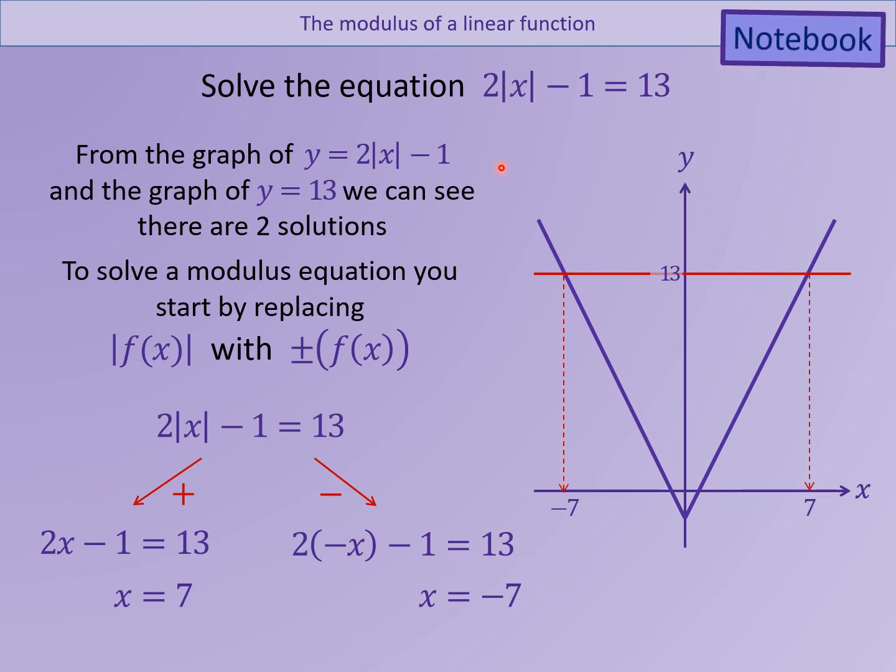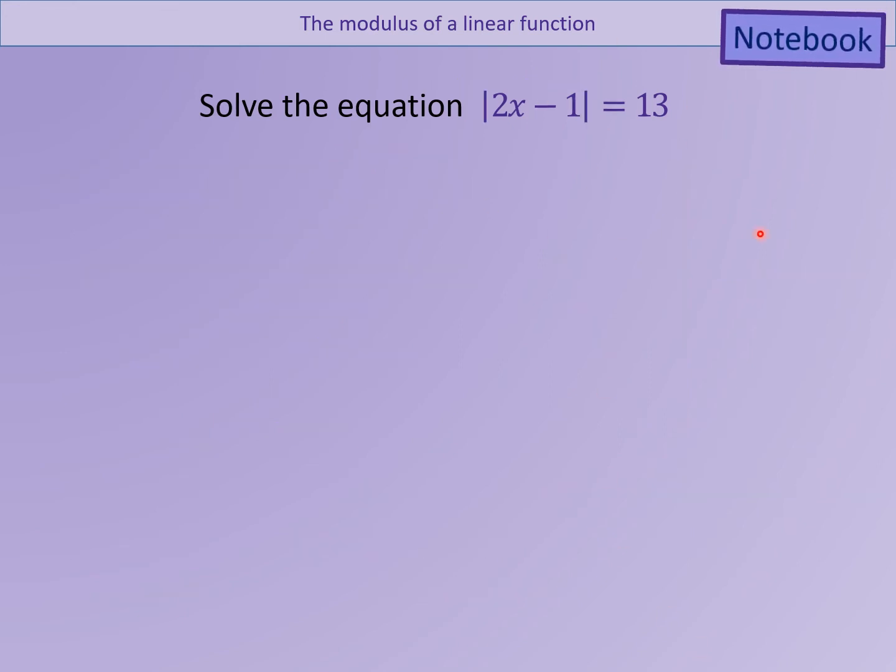So you can still solve mod functions by just changing that mod part into a positive and a negative to check out the solutions. Okay, let's try it with this one. What if I had mod of 2x minus 1 equals 13? A really subtle difference there. Now the modulus doesn't just go around the x, it goes around the whole thing. Same idea as before.